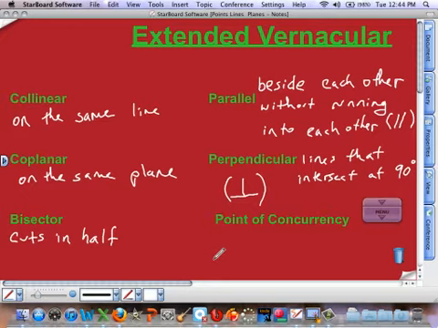Before we talk about the point of concurrency, I want to go back to parallel. Bree tells us that parallel lines are lines that are beside each other. We have a better one this time. Okay, it's two distinct coplanar lines that do not intersect. Oh, that sounds awfully mathy. Two distinct lines, coplanar, yes, that don't intersect.